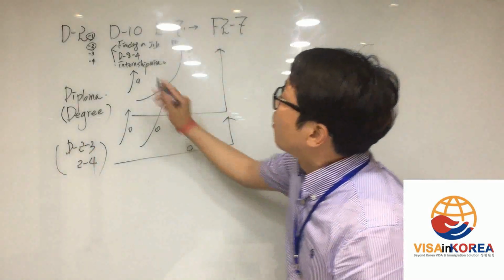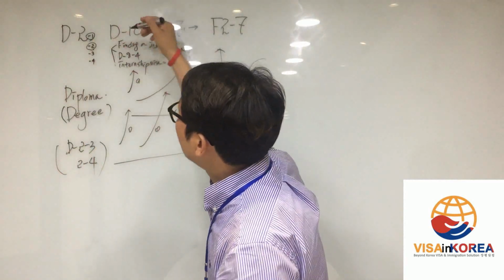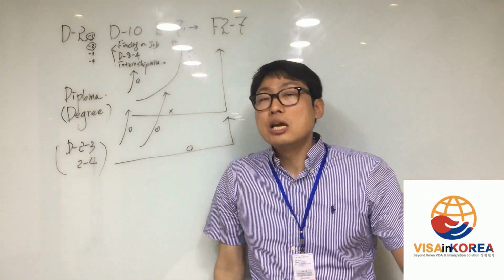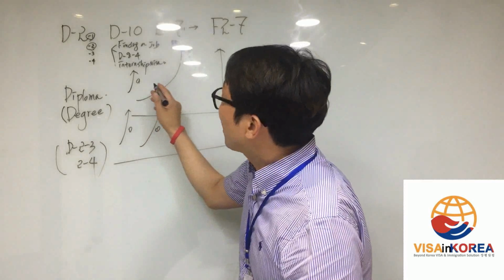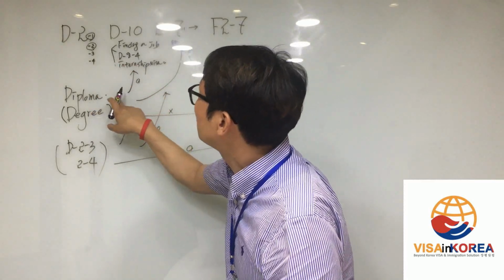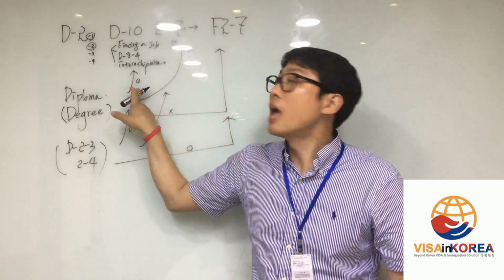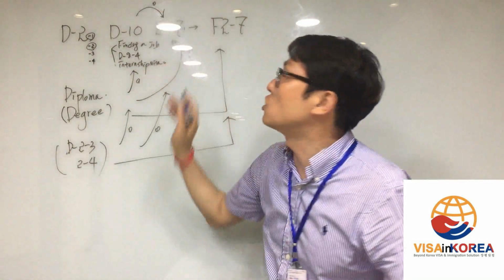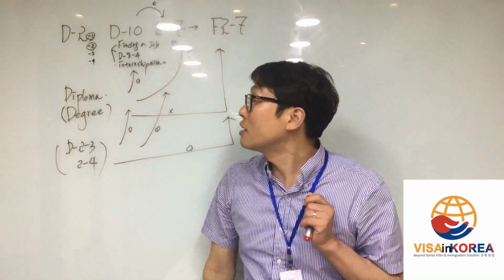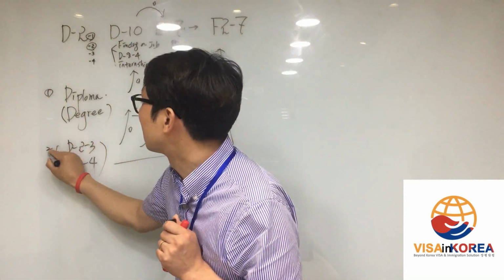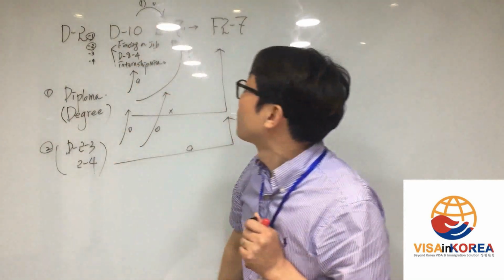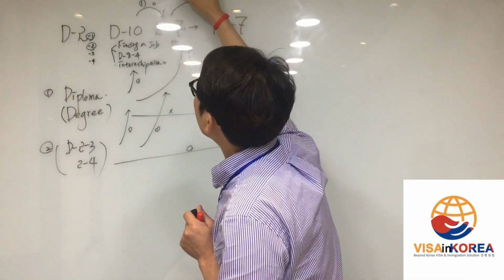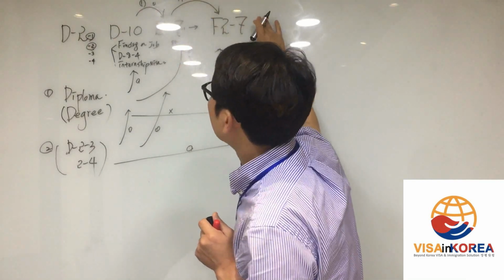When you have D2 and want to change to D10, my recommendation is to change D2-1 to D10 first. After that, if you have a chance, you can change from D10 to E7-1. This is one case. And after one year, you can apply for F7.